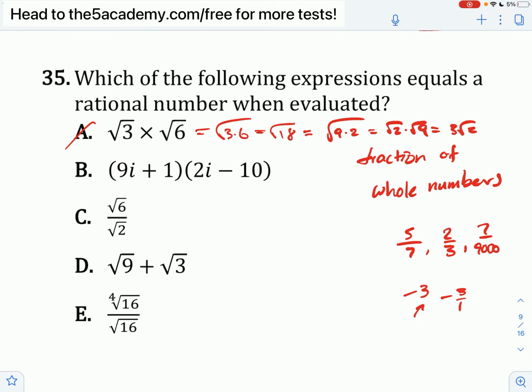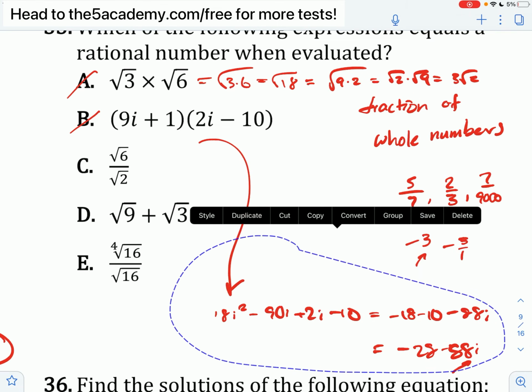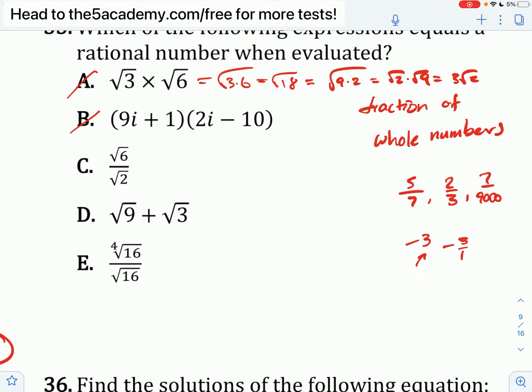This one, if I expand it, we get 18i squared minus 9di plus 2i minus 10. This ends up equaling negative 18 minus 10 minus 88i, which is the same thing as negative 28 minus 88i. Since it has an i term in there, that means it is not a rational number. We cannot have imaginary numbers in our answer.